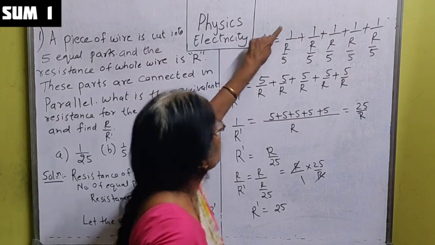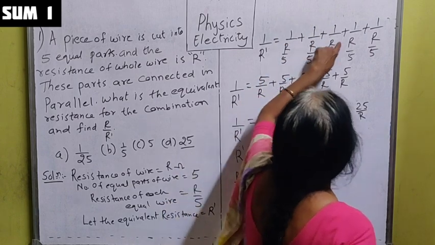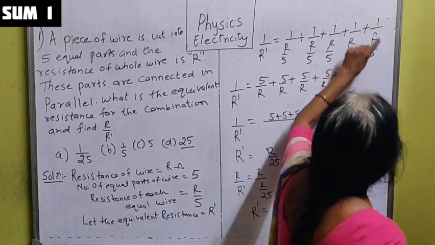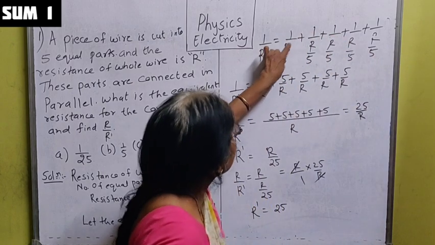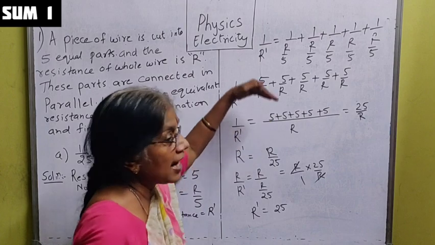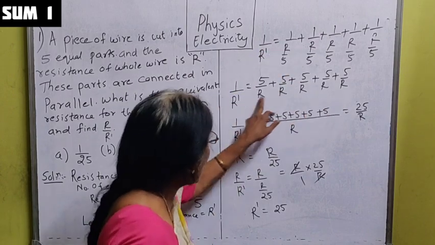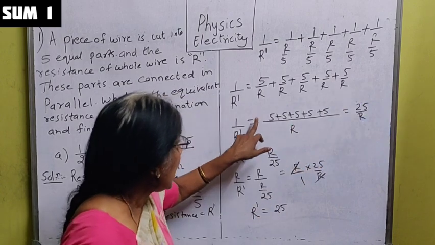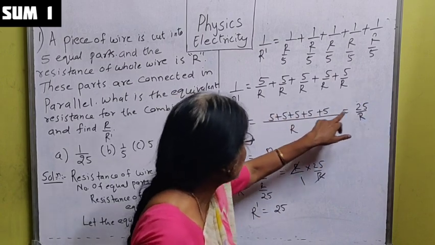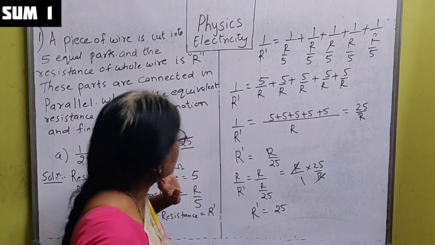1 by R dash is equal to 1 by R by 5 plus 1 by R by 5 plus 1 by R by 5 plus 1 by R by 5 plus 1 by R by 5. If you take this division into multiplication, it will become the reciprocal. So 5 by R plus 5 by R plus 5 by R plus 5 by R plus 5 by R. R is a common denominator I have taken. Add 5 plus 5 plus 5 plus 5 plus 5, which is equal to 25 by R. So what I got is R dash is equal to R by 25.